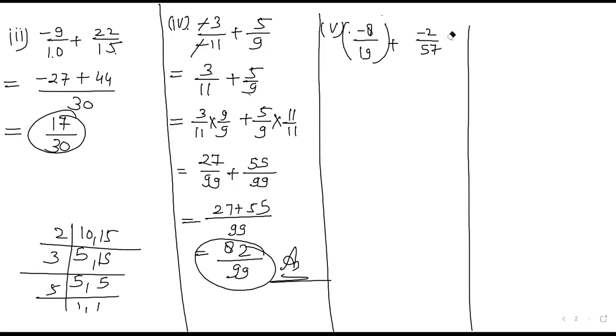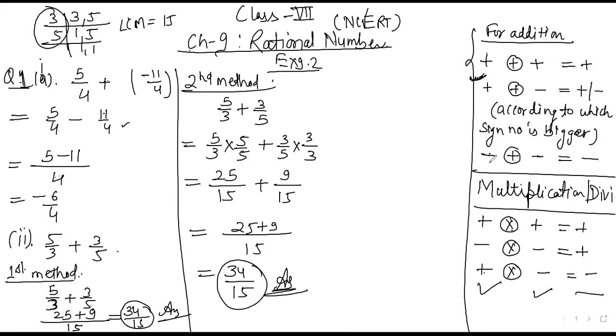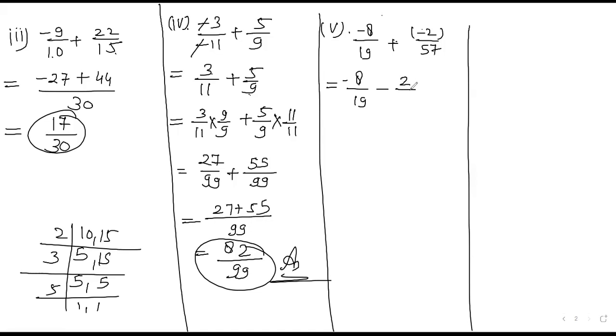Bracket sign is there on this number. Just no need to worry, minus 8 upon 19, and you know that plus and minus multiplication, plus and minus, this will give you minus sign, right? So minus 2 upon 57. Now we have to make the denominators same. So always we cannot multiply the denominator of one rational number to the other rational number and divide. Sometimes some techniques will be used.